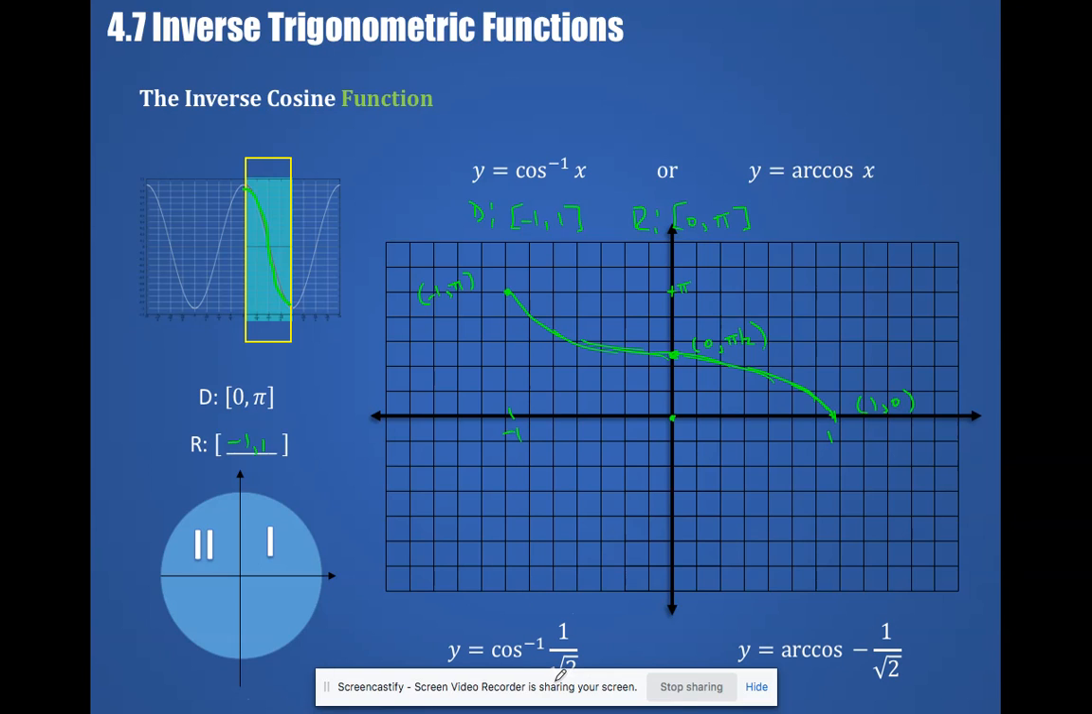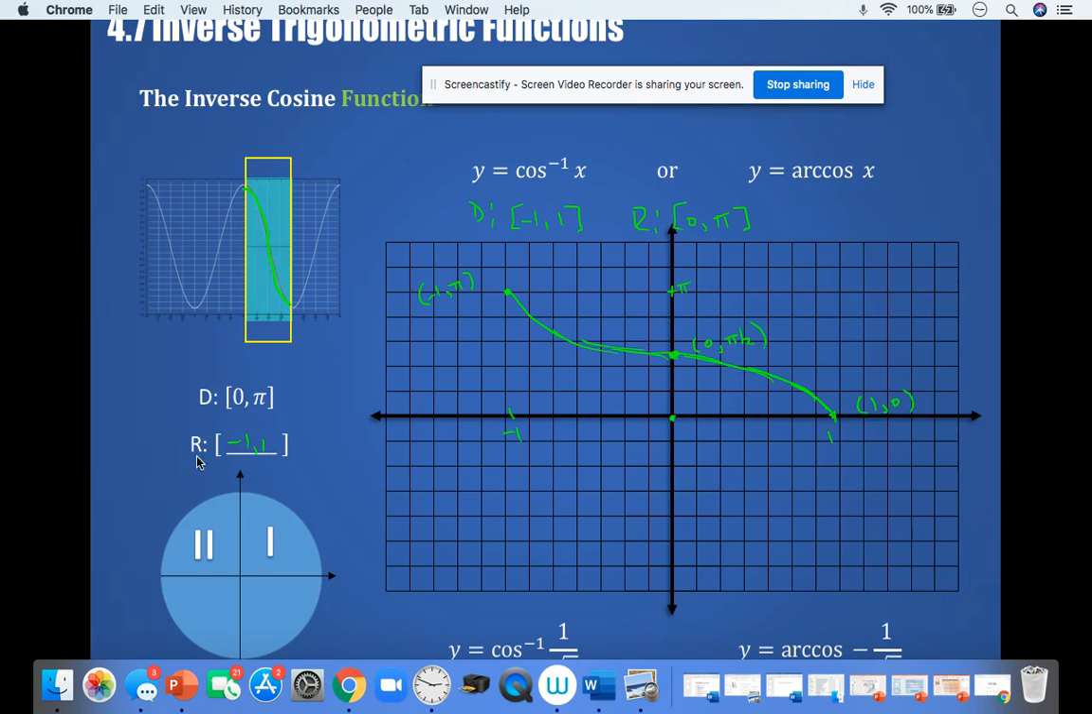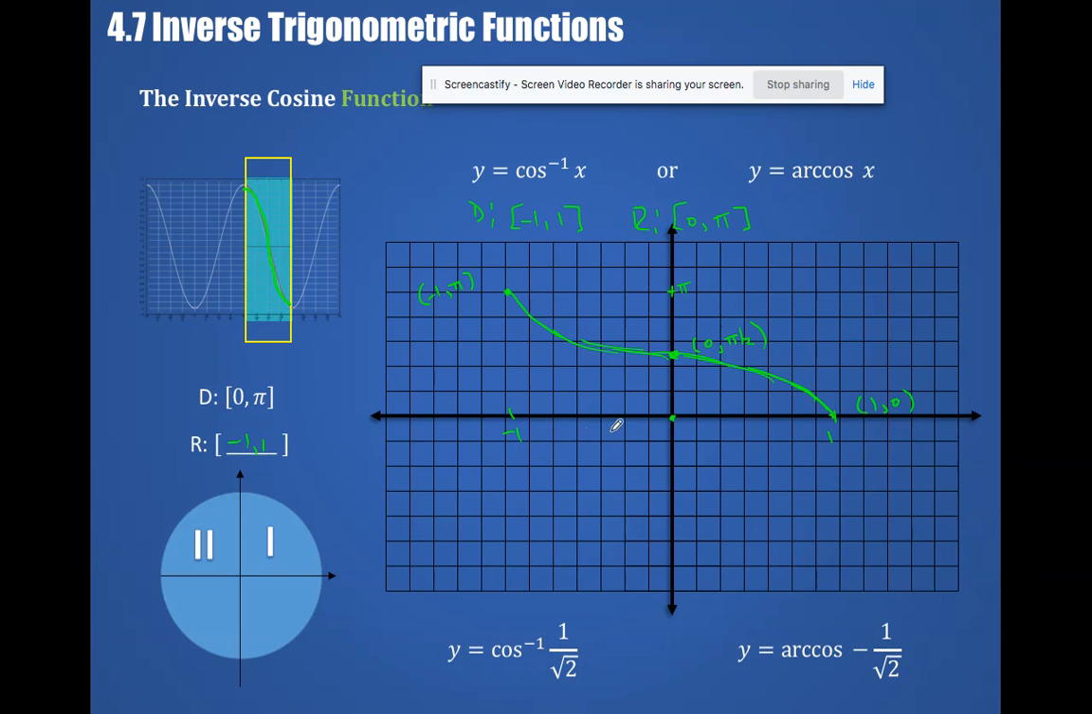Who has a cosine of 1 over root 2? Couldn't read it. This is in my way. Positive 1 over root 2 is here. It is pi over 4.